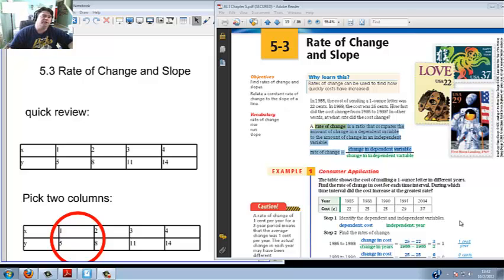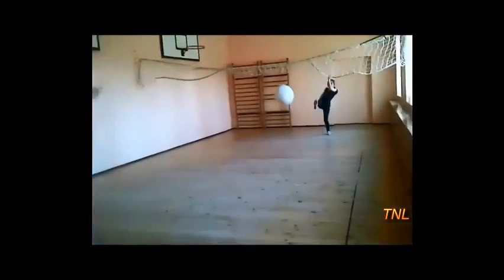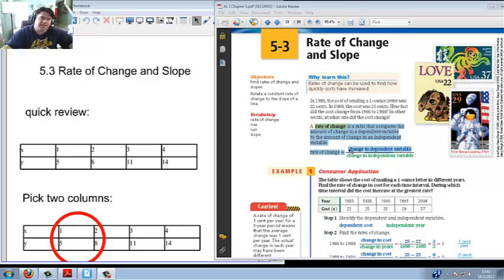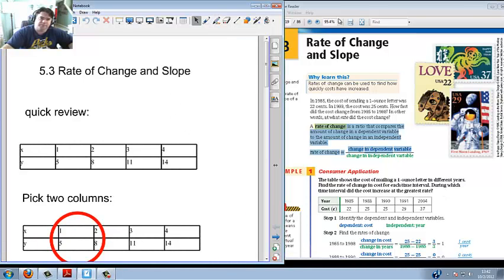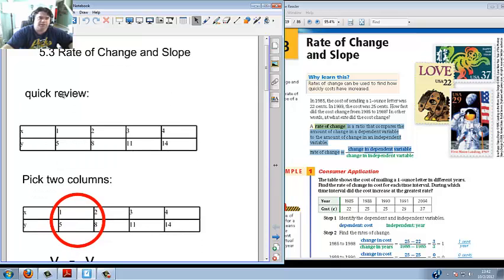Today, 5-3 rate of change and slope. Why more fun than a relaxing game of kickball? Today is a kind of a short lesson, so we're going to flip from this to the textbook back and forth. Let's do a quick review first.